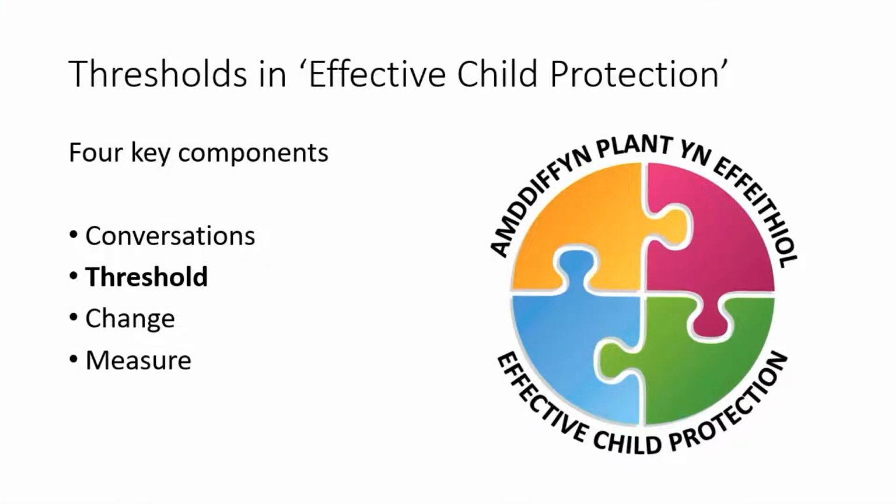This video is part of training and development resources created by Gwynedd Council's Effective Child Protection project. Effective Child Protection is a practice framework for practitioners in child protection in the United Kingdom. The model has 4 components. One of those is focused on threshold in children's services. So this presentation is about the likelihood of significant harm. It fits within the threshold component of effective child protection.